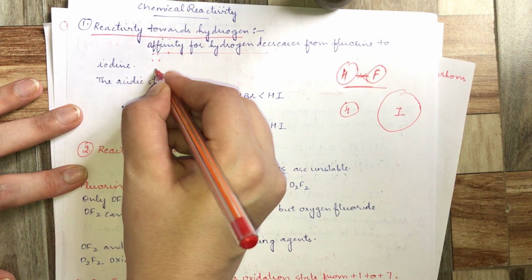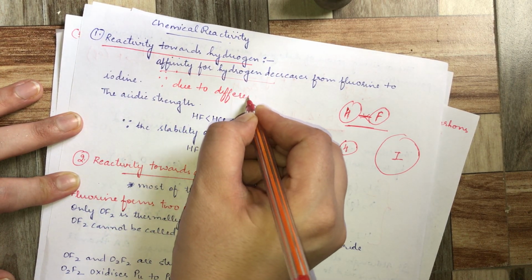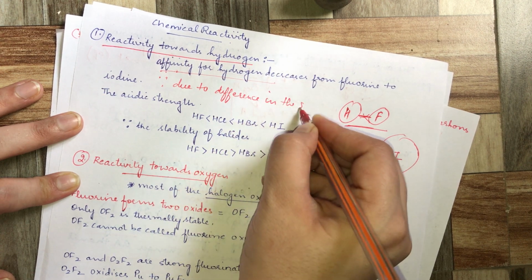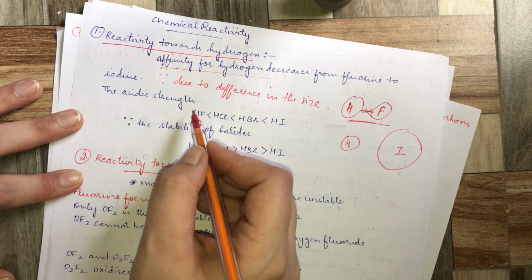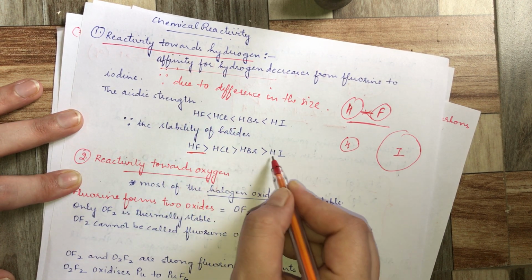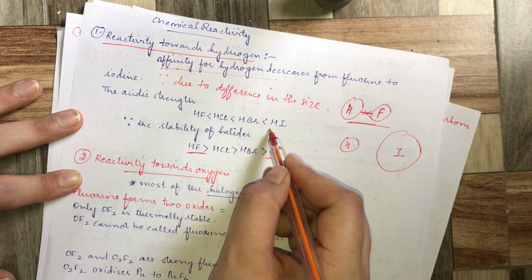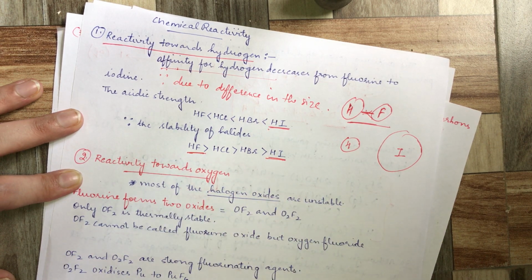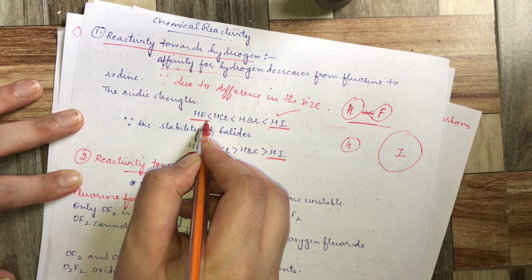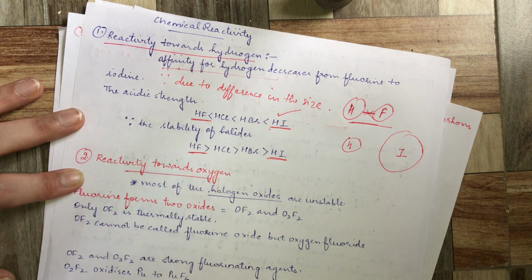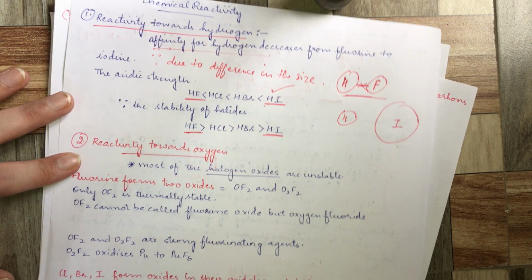This is due to the difference in their size. So the H–F bond is the strongest and the H–I bond is the weakest. Hence HI will lose H+ very easily and will be a stronger acid. HF will not lose H+ easily, hence it is the weaker acid. Is it clear? This was the affinity towards hydrogen.